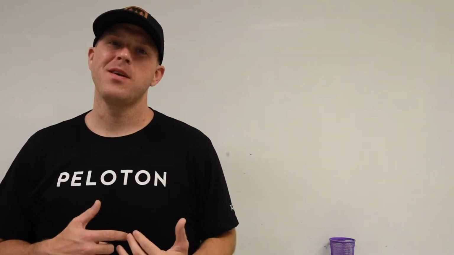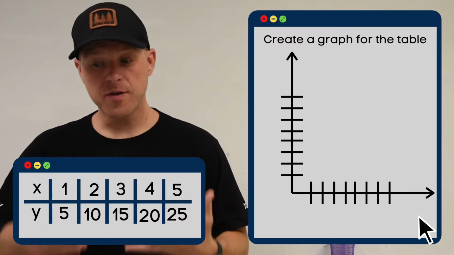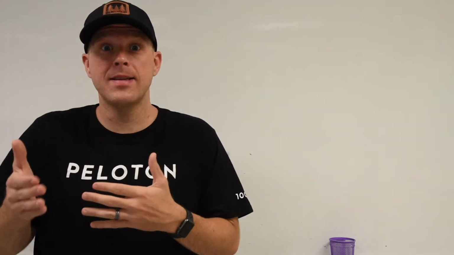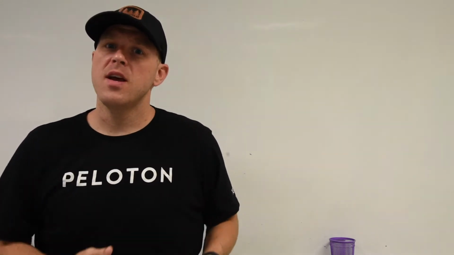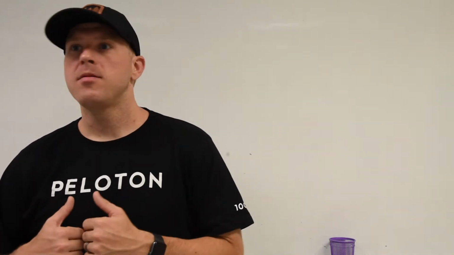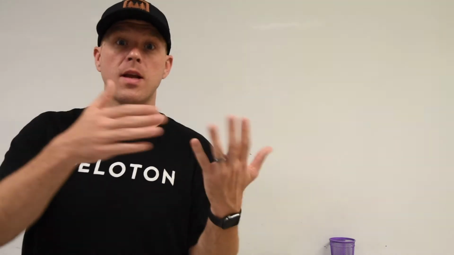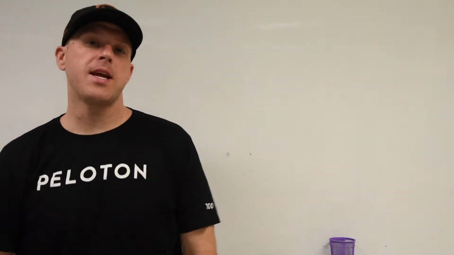Hey, we're back. Now let's look at this problem. We have this table down here, and they give us these values. First we notice that x is 1 and y is 5, and then we keep going: 2, 10; 3, 15; 4, 20; 5, 25. They give us this table of values, and they say, create a graph for this table. Let's say that x represents how many shirts you buy, and y represents the cost. So if we buy 1 shirt, it costs $5, 2 shirts, $10, and so on. So let's look at this table.